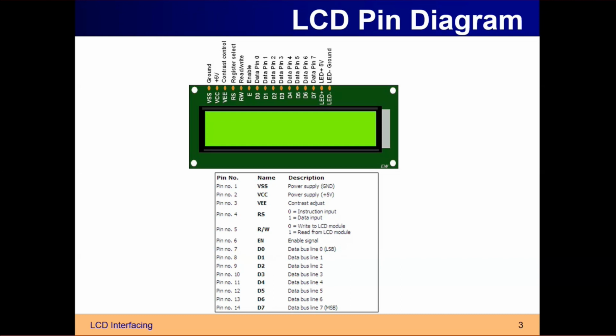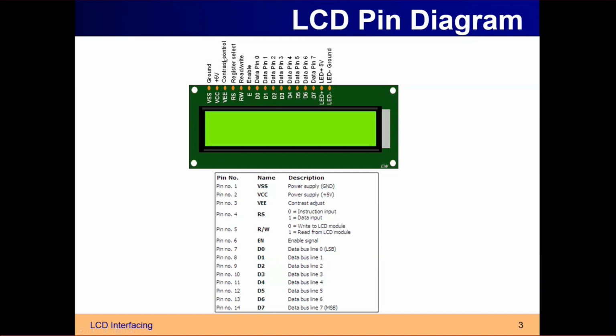Let us consider the pin diagram of the LCD, a normal 16x2 LCD. A total of 16 pins are there in the LCD. This is pin number 1, this is pin number 16. So you can see pin number 1 is ground, pin 2 is VCC. Pin number 3 is known as the contrast control pin.